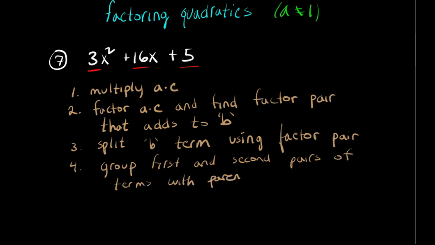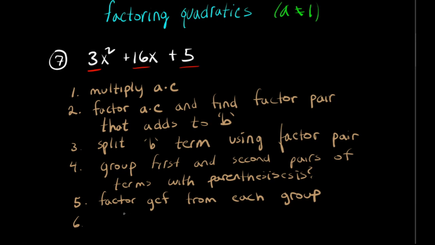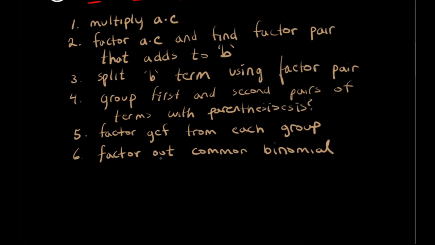We're going to group the first and second pair of terms in parentheses. And we're going to factor the greatest common factor out of each of those groups, out of each set of parentheses. And then we're going to factor the common binomial factor out of both terms. So those are what the steps are. I think they'll make more sense when we actually work through them with real numbers.